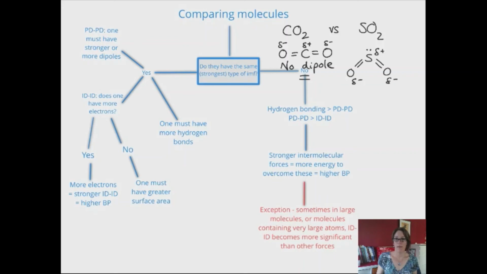So they don't have the same type of intermolecular force. Carbon dioxide only has instantaneous-induced dipoles, and sulfur dioxide has permanent dipoles. Permanent dipoles are stronger than instantaneous-induced dipoles, so that means they need more energy to overcome them, and therefore it's sulfur dioxide that has the higher boiling point.